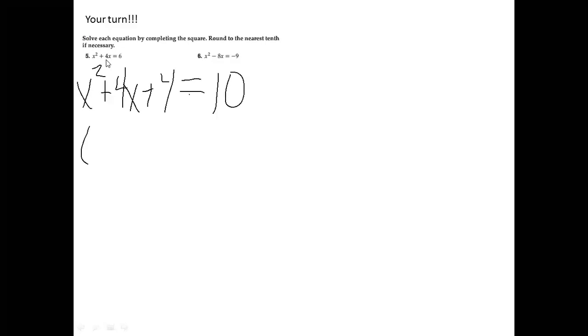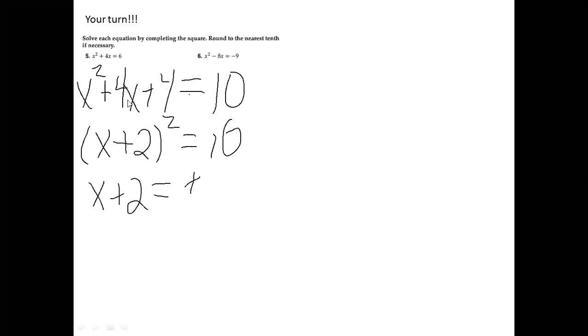Factor the left side. Since the left side is a perfect square trinomial, we made it into one. You just take half the middle term and add it to x. x plus 2 squared equals 10. So x plus 2, taking the square root, equals plus or minus the square root of 10.